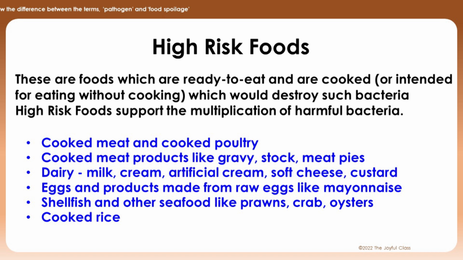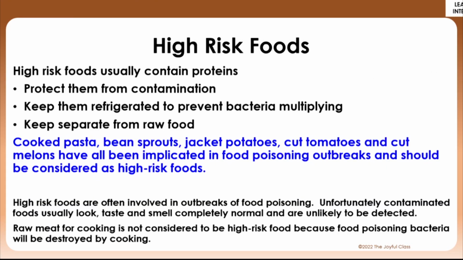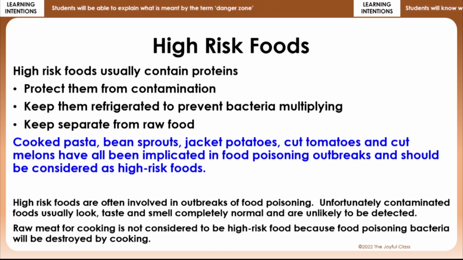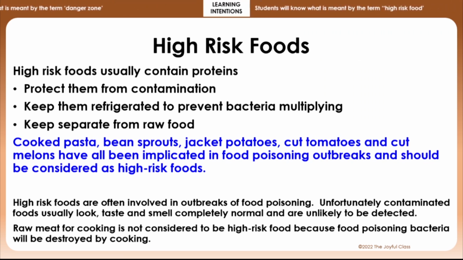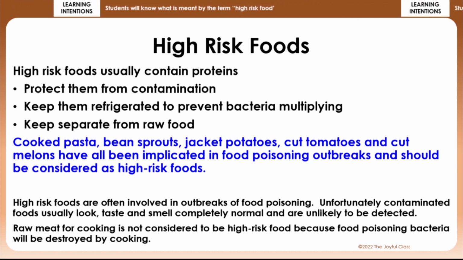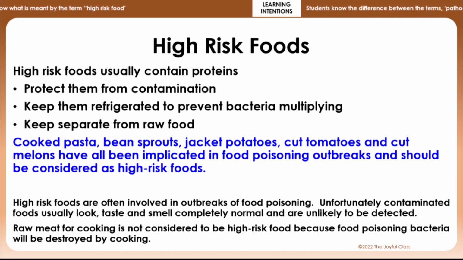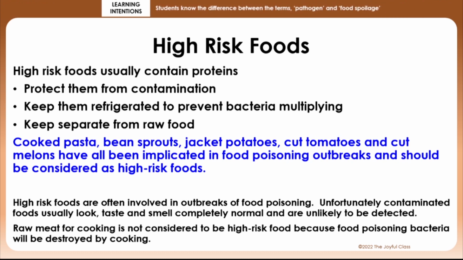Mayonnaise is made from egg yolk and oil. It's only 2 ingredients. Shellfish and other seafood like prawns, crabs and oysters. Oysters are often eaten uncooked. And then cooked rice. High-risk foods usually contain proteins. You need to protect them from contamination, keep them refrigerated to prevent the bacteria multiplying, or keep them separate from raw food.